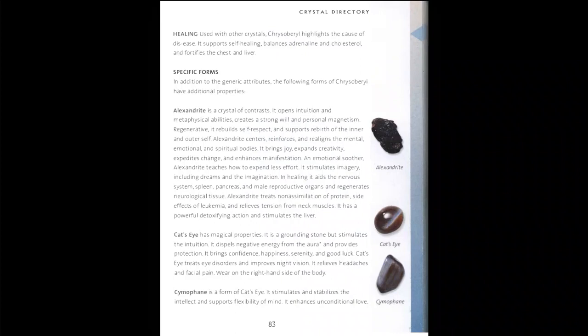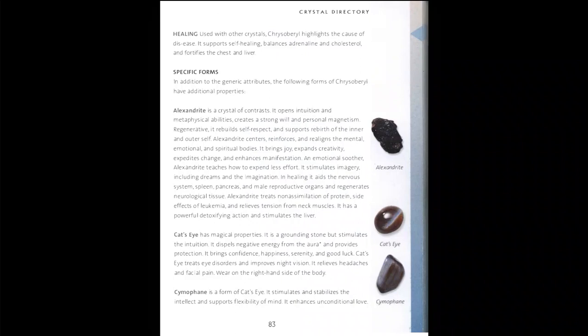Alexandrite is a crystal of contrasts. It opens intuition and metaphysical abilities, creates a strong will and personal magnetism. Regenerative, it rebuilds self-respect and supports rebirth of the inner and outer self. Alexandrite centers, reinforces, and realigns the mental, emotional, and spiritual bodies. It brings joy, expands creativity, expedites change, and enhances manifestation.